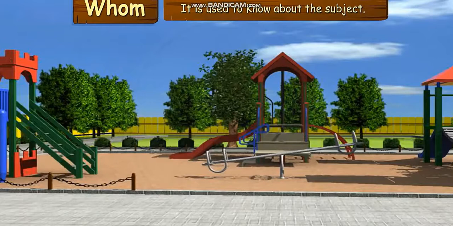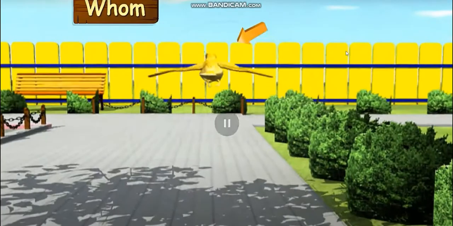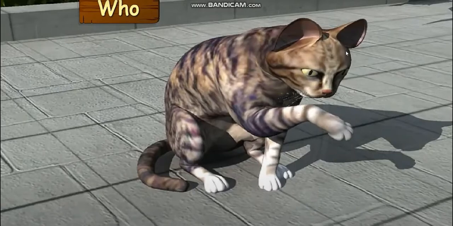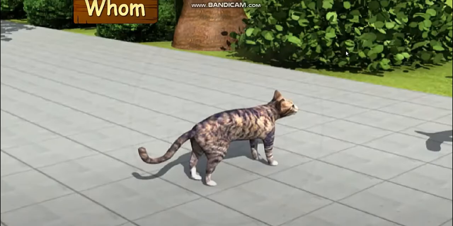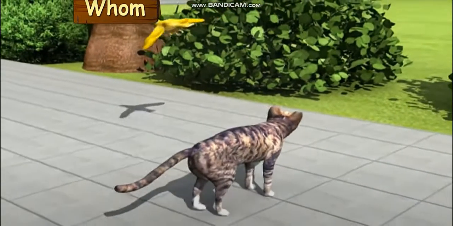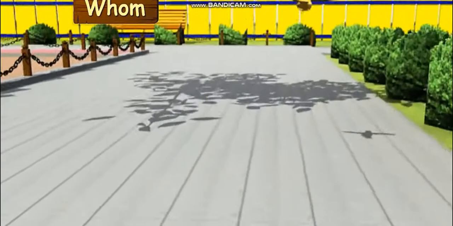Whom is used to know about the object. Who refers to subject, whereas whom refers to object. Okay, let's take an example, students. The question, whom is the cat trying to catch? Whom is the object to the subject cat.